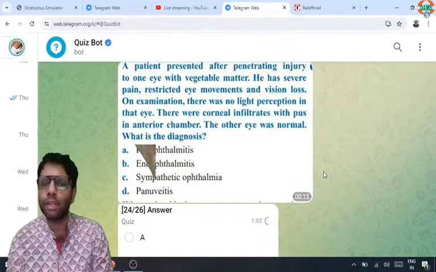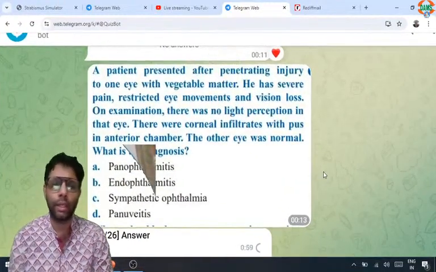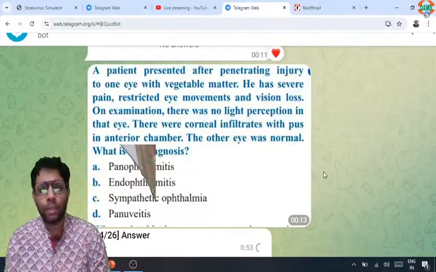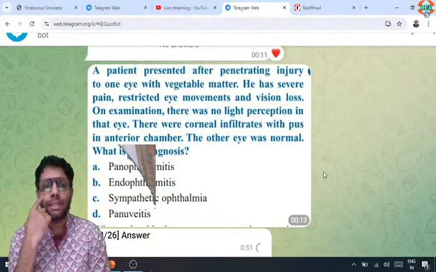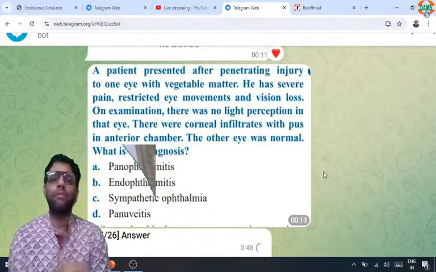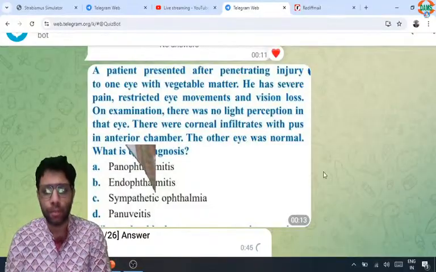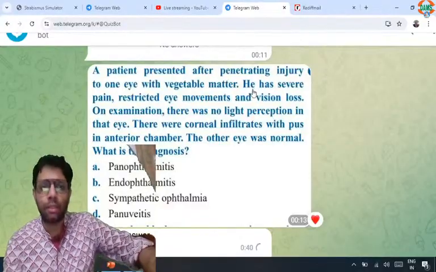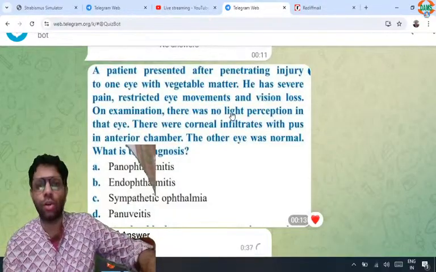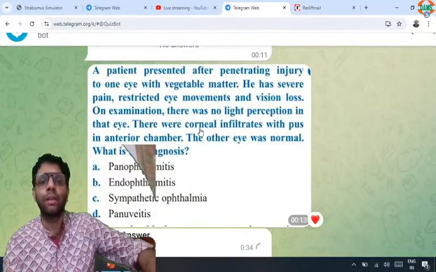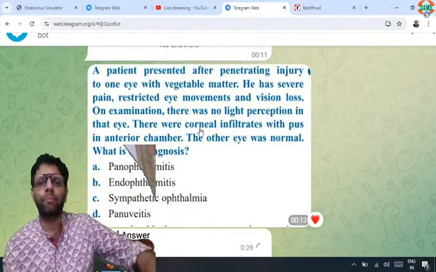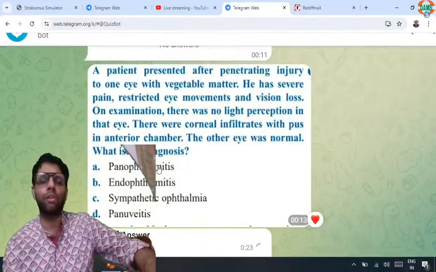24th question, if someone has answered sympathetic ophthalmia, please don't attend the quiz after this. 100 times I've told you, sympathetic ophthalmia is due to penetrating trauma in one eye, yes. But sympathetic ophthalmia means the other eye, the fellow eye, has a type IV hypersensitivity reaction due to trauma in this eye. Here only penetrating injury, vegetable matter, restricted eye movements, vision loss, no light perception, corneal infiltrates. Eyeball restriction means the sclera is involved because muscles are attached to the sclera. Only one eye problem is given. And cornea and sclera involved means all the layers of the eyeball are involved, that is panophthalmitis.